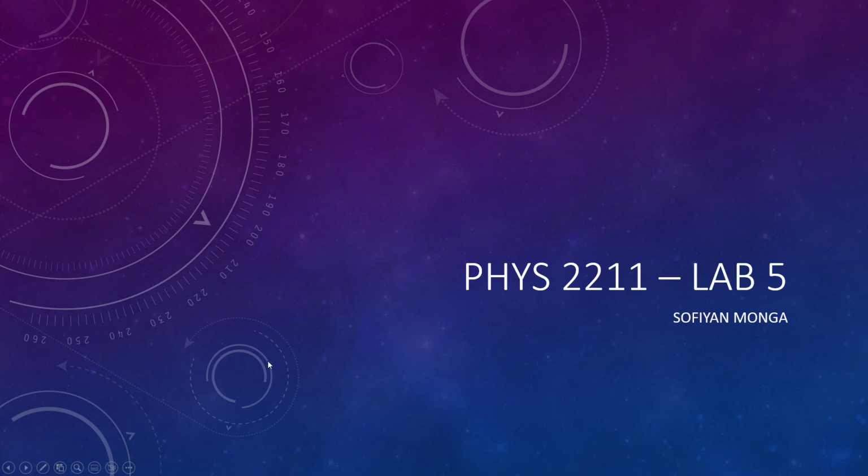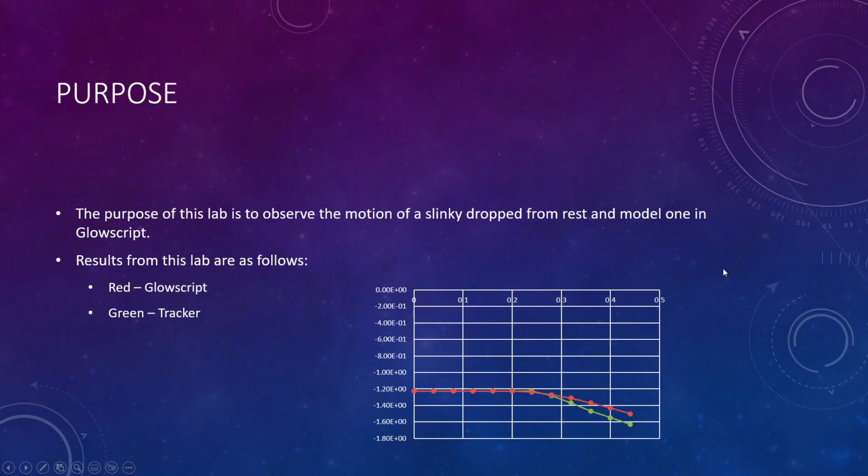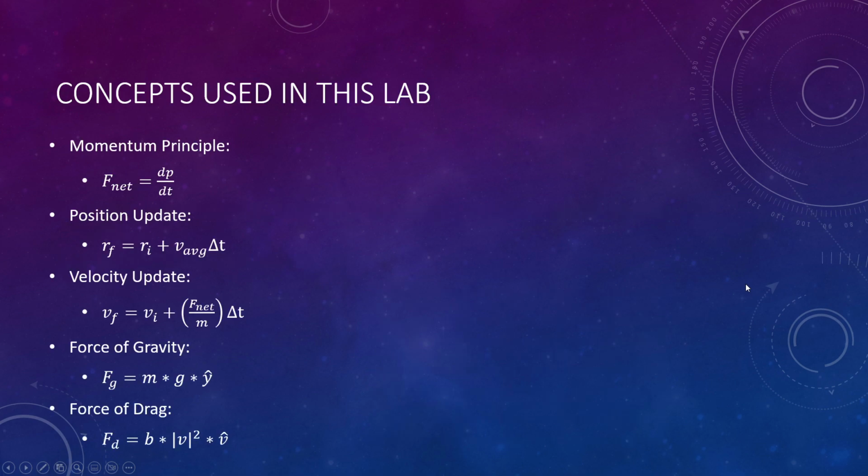My name is Sophion Mongo, and the purpose of this lab, I did the falling slinky for the Choose Your Own Adventure, is to observe the motion of a slinky dropped from rest, and to model it as well in GlowScript. Here I have a brief preview of the results obtained from this lab. The motion of the slinky is graphed right here, and you can see in red the motion from GlowScript, and green was the motion from Tracker. They do differ a little bit, and we'll get more into that later, but that's a brief preview.